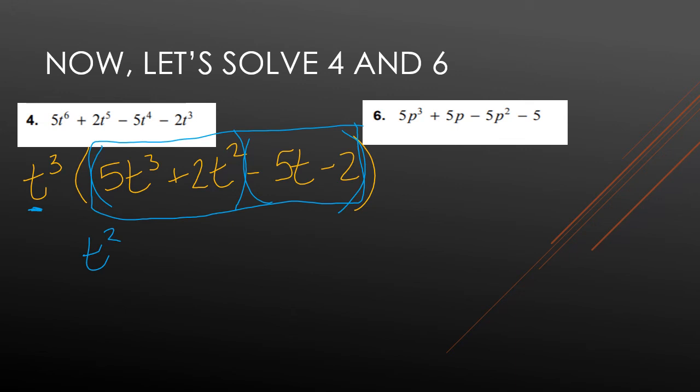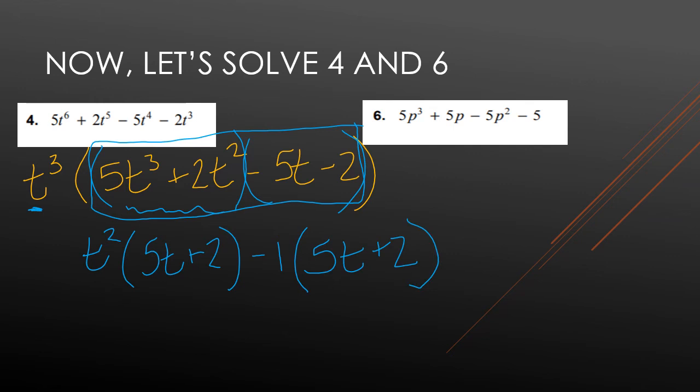So this will be t squared. If I take that out, I'm left with 5t plus 2, and that's only out of the first 2 terms here. Now in the second set of terms, my goal is to get a 5t plus 2 again. So I'm going to factor out a -1, which is going to leave me with a positive 5t and a positive 2.